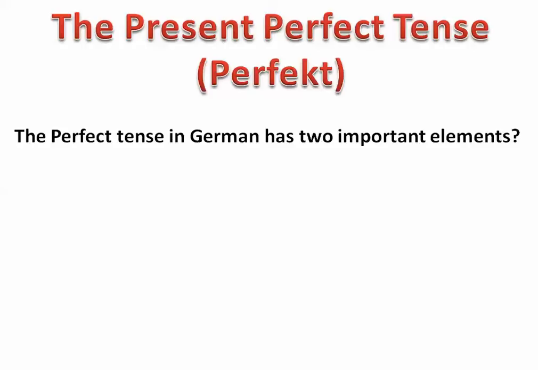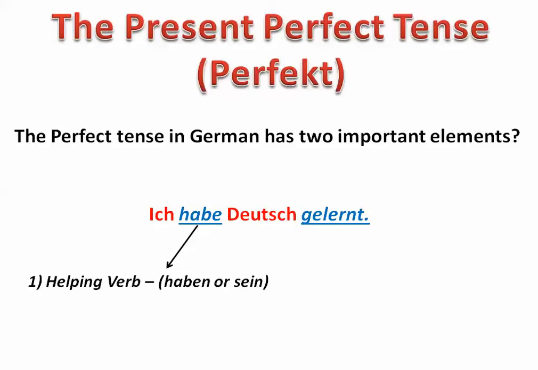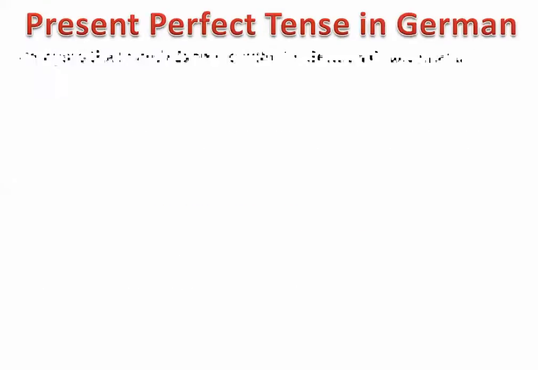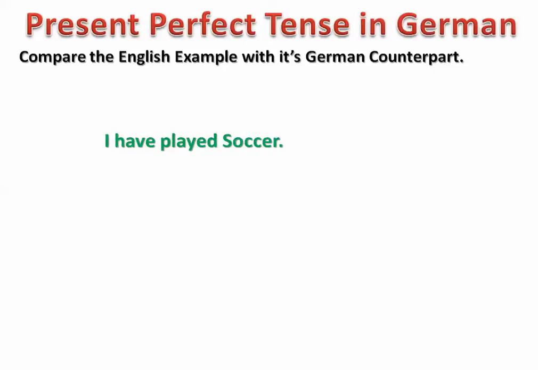The perfect tense in German has two very important elements. One of them is the helping verb, either haben or sein, and if you want to know more about that topic, you can see our video on it. Why does it have two helping verbs? Look at the video. And then gelernt, which is the past participle here. And what we're going to talk about today is a little bit about how to form that past participle for verbs, okay? So let's compare the English here with its German counterpart.